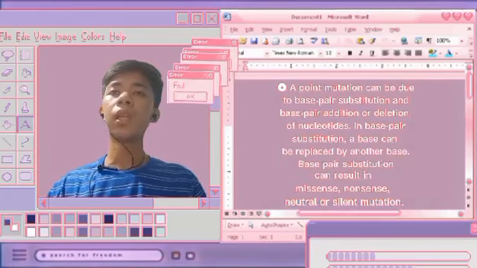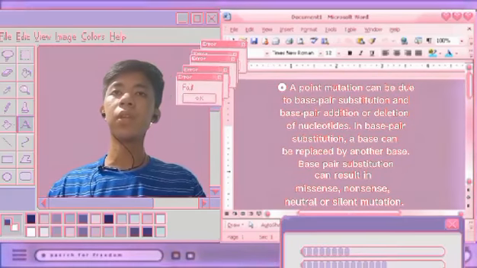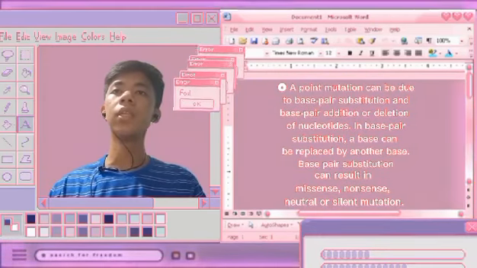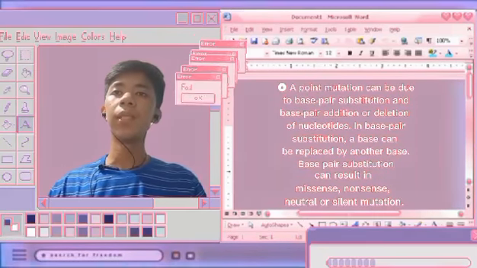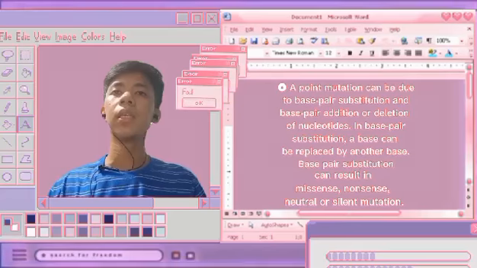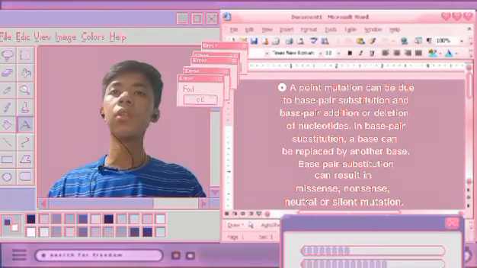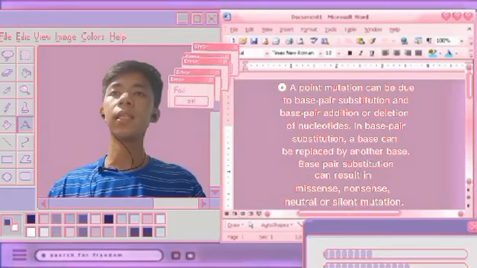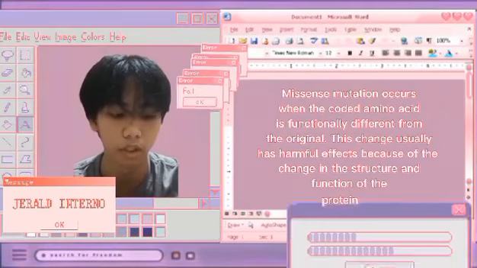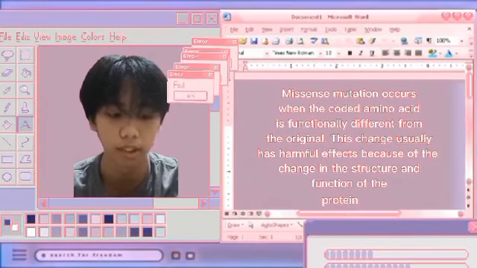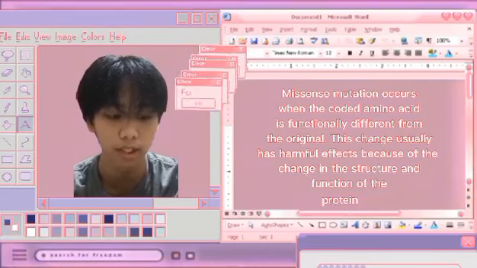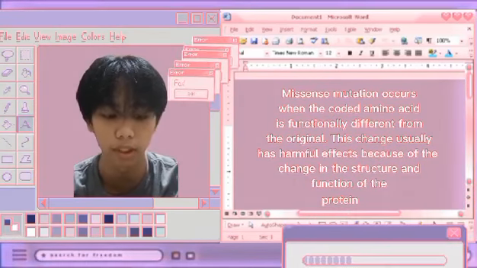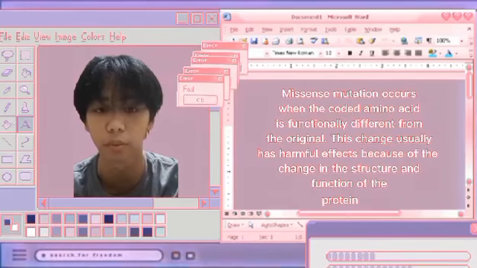A point mutation can be due to base pair substitution and base pair addition or deletion of nucleotides. In base pair substitution, a base can be replaced by another base. Base pair substitution can result in missense, nonsense, and neutral or silent mutation. Missense mutation occurs when the coded amino acid is functionally different from the original. This type usually has a harmful effect because of the change in the structure and the function of the protein.